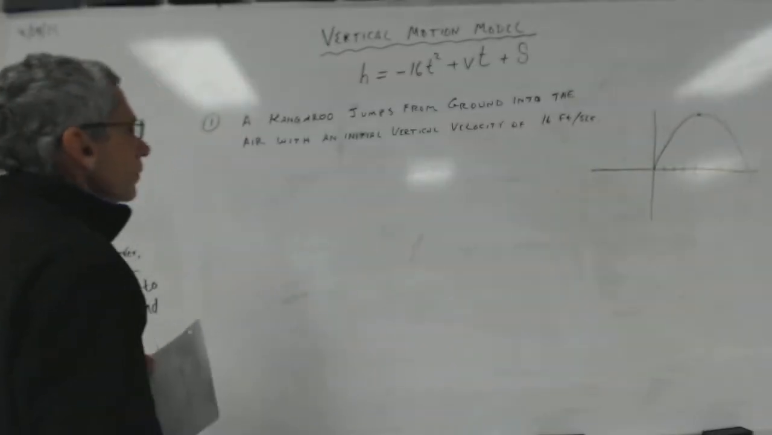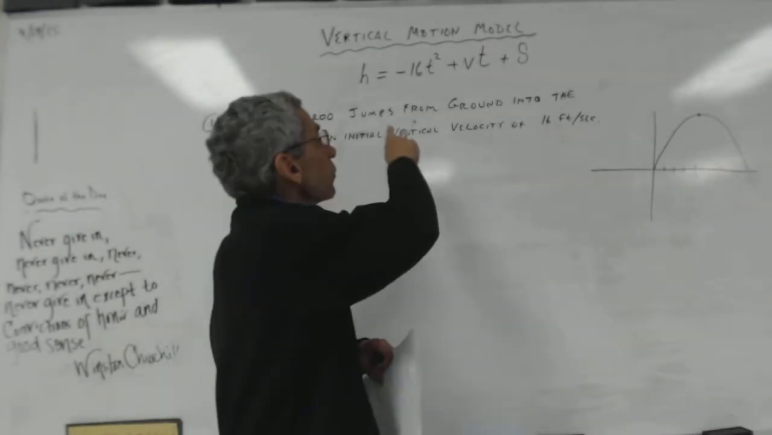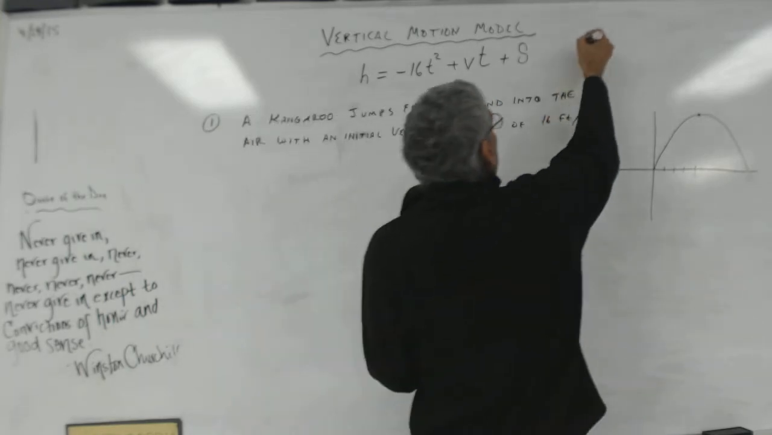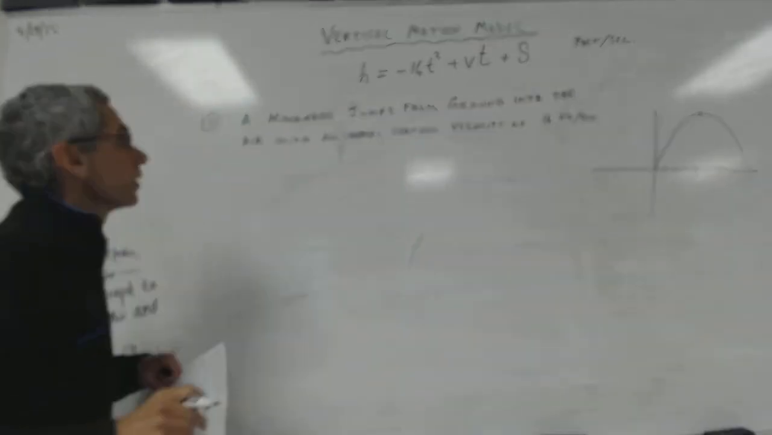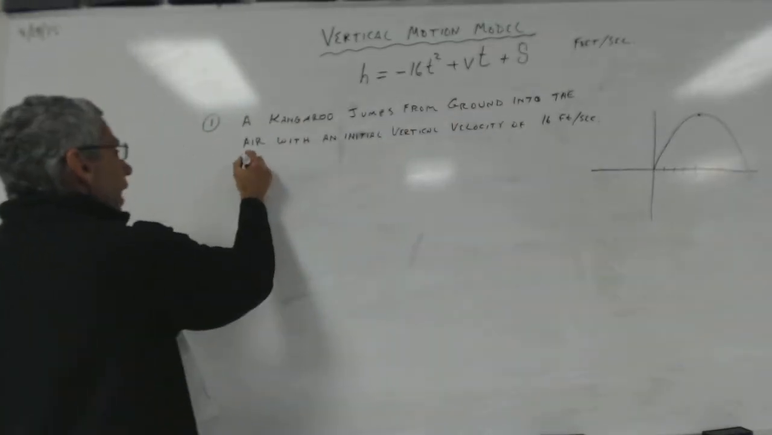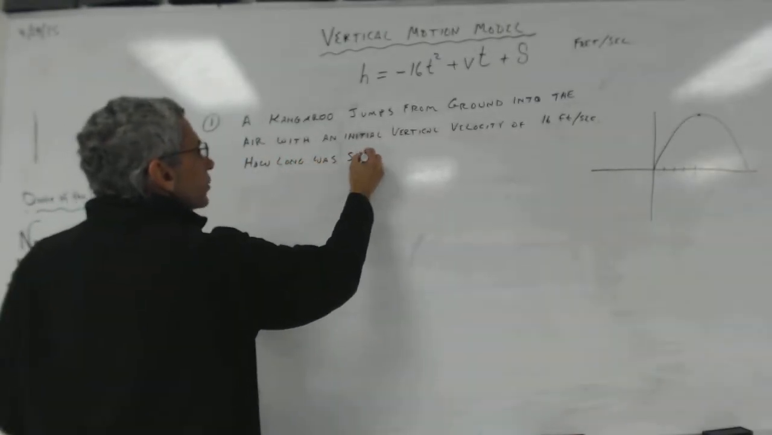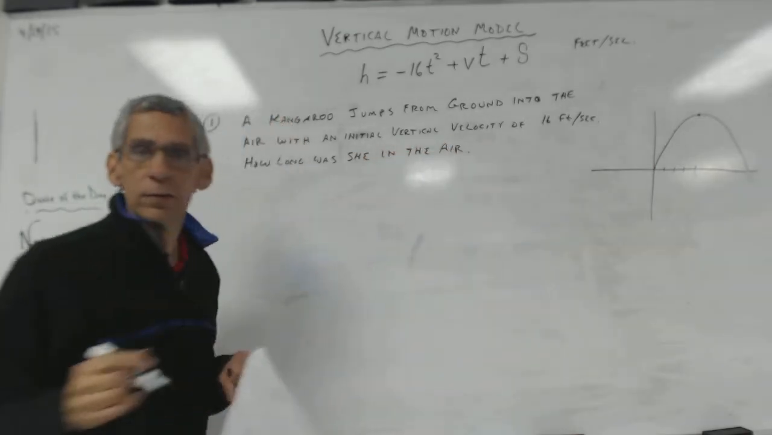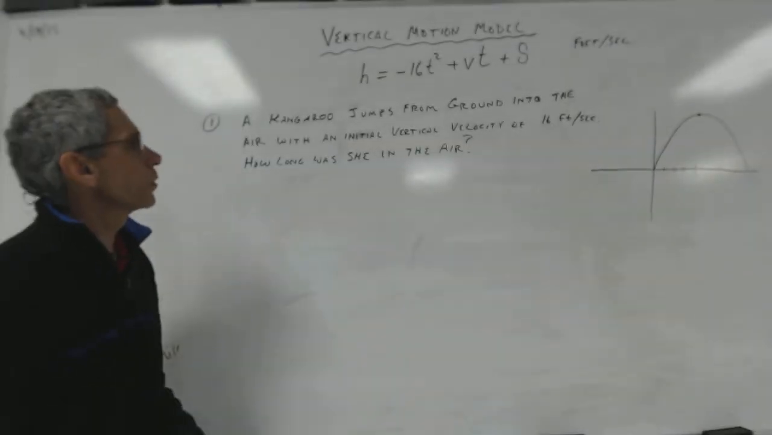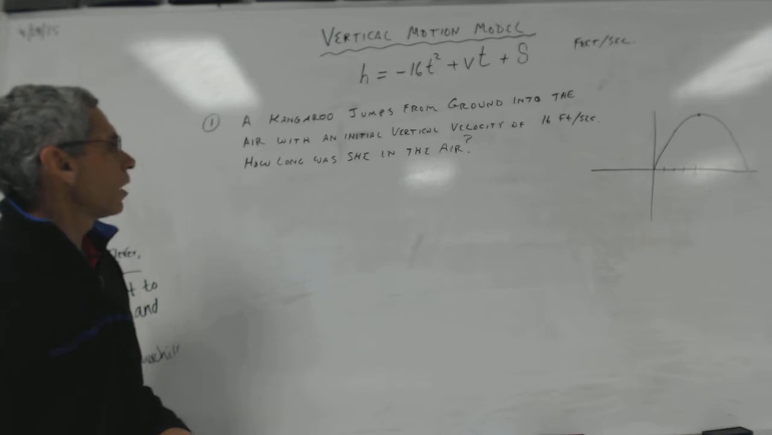Okay? By the way, I didn't tell you, but the height is always in feet with this formula. This is a feet per second formula. It's not meters per second, it's feet per second, okay? How long was she, it's a she by the way, in the air? Just kidding. All right. So a kangaroo jumps from the ground into the air with an initial vertical velocity of 16 feet per second. How long was she in the air?